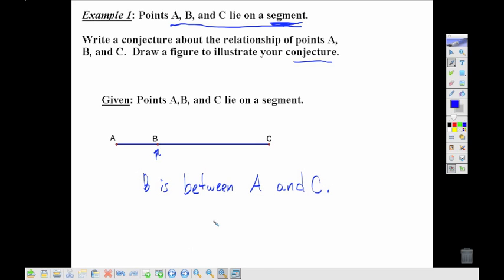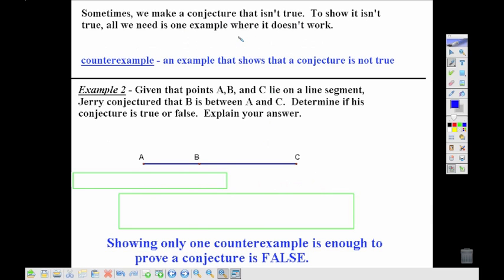Now sometimes we make a conjecture that isn't true. To show that it isn't true, we just need to have one example where it doesn't work. Again, one example where it doesn't work will prove a conjecture false. So sometimes it's a lot easier to prove something false than it is to prove that it's true. To prove that it's true, I have to show that it works for every possibility, which might take a really long time. But for proving false, we just need one example. That's called a counterexample.